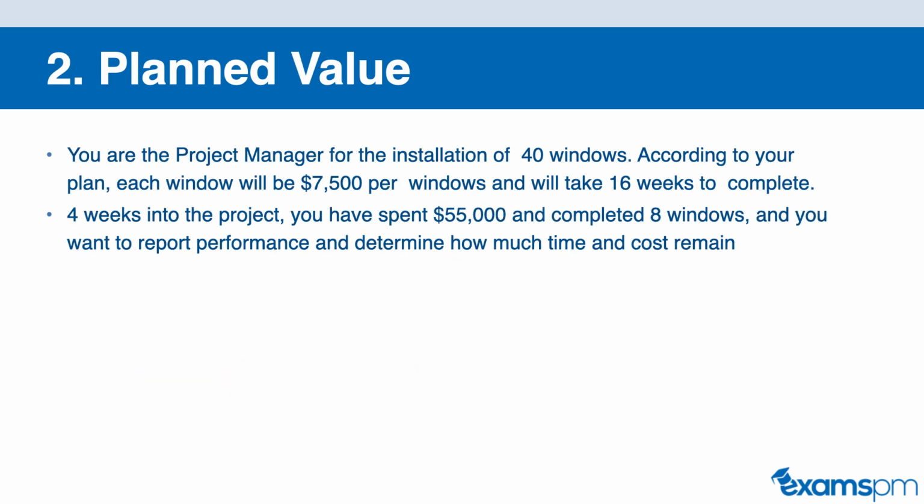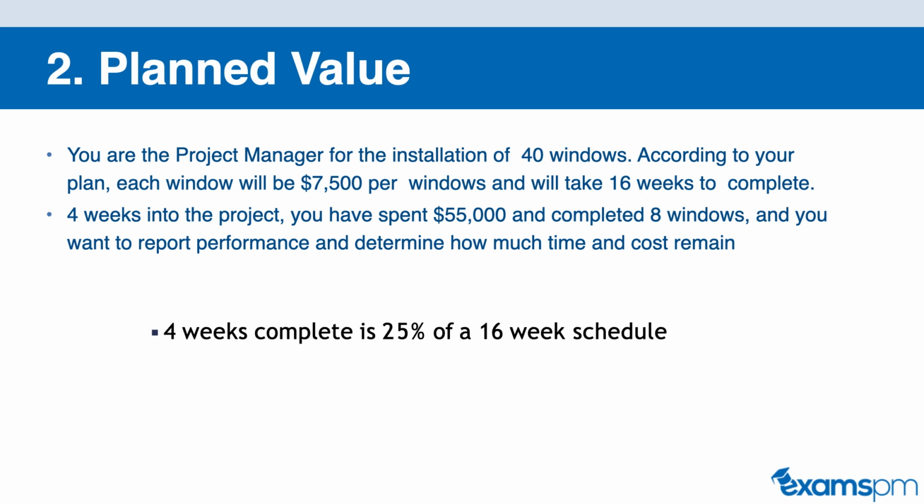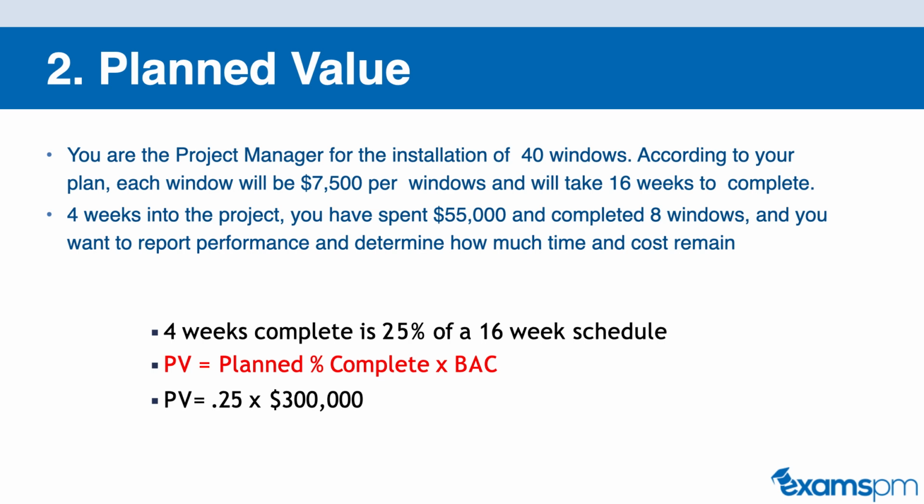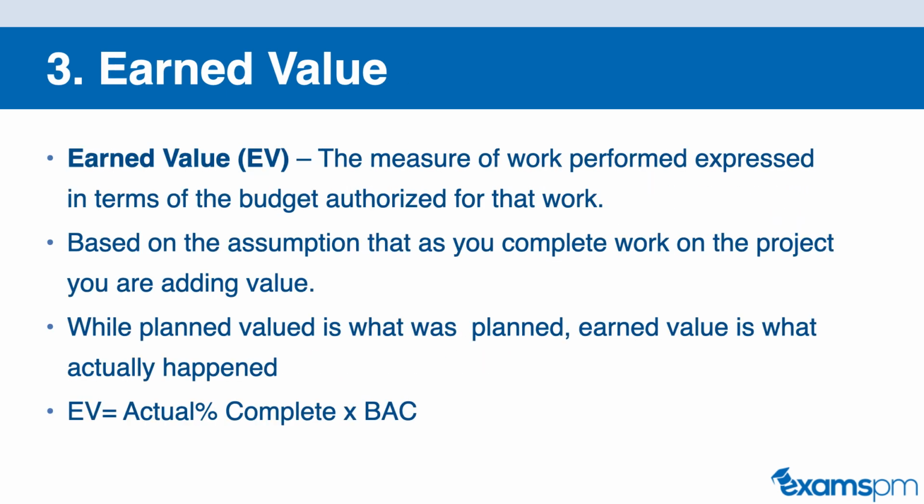Now let's go back to our example here. Let's suppose that in 4 weeks, we expect to complete 25% of the 16-week schedule. And we know that our planned value formula is planned percentage complete times the BAC, or budget at completion. So applying this formula, since we know that we should be 25% complete, and we know that our budget at completion from the previous formula is $300,000, we do 0.25 times 300,000, and we get a planned value of $75,000 by week 4.